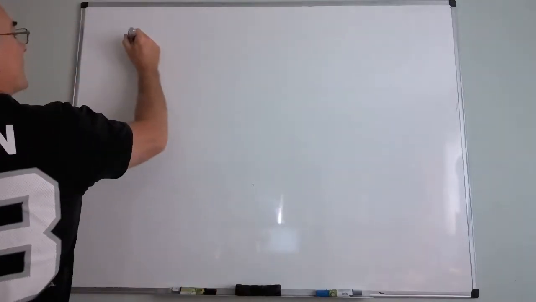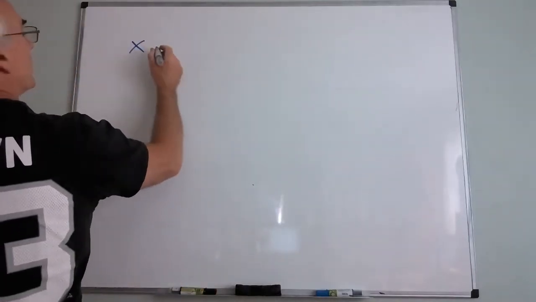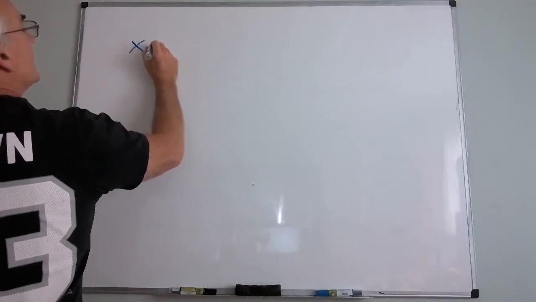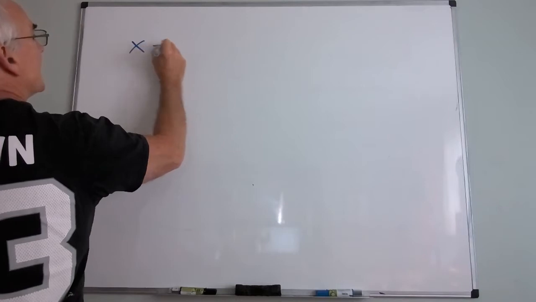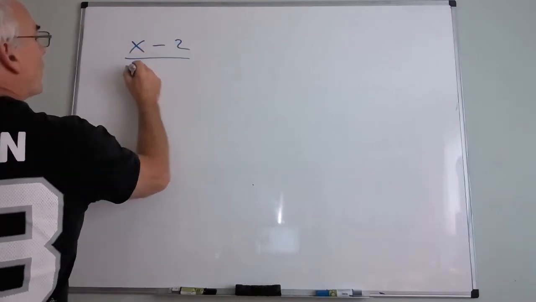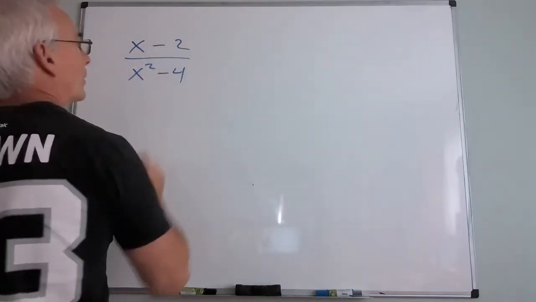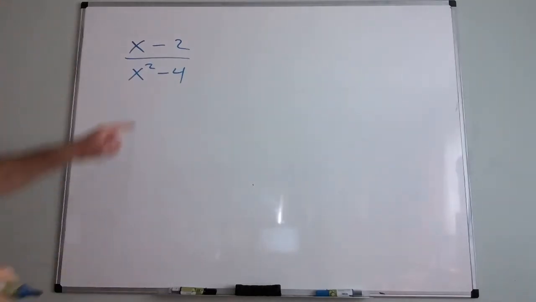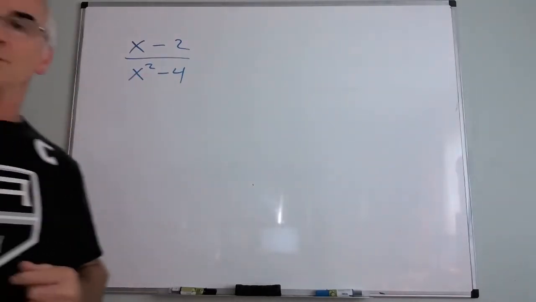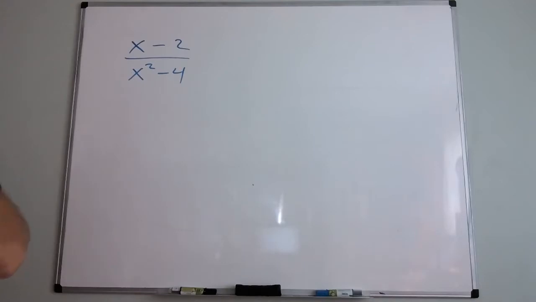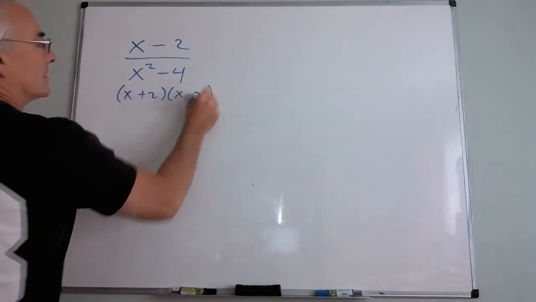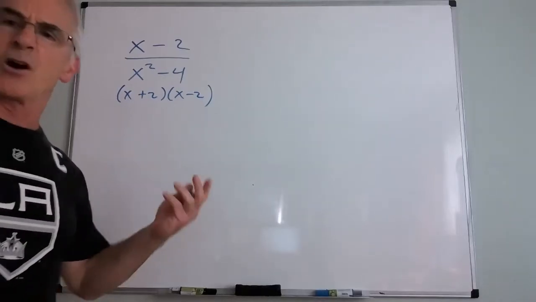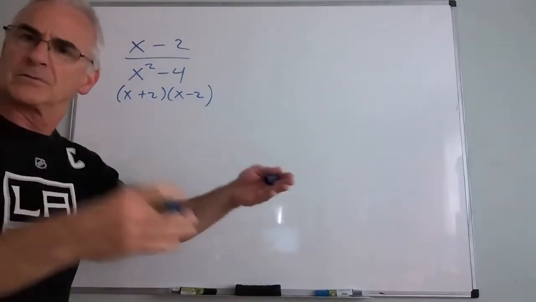Baby algebra. We'll keep it really simple. I want this to be easy. Let's say I have x minus 2 over x squared minus 4. Right now, what is the domain of this in words? What is the domain? Not intervals, just words. You'd say all reals.